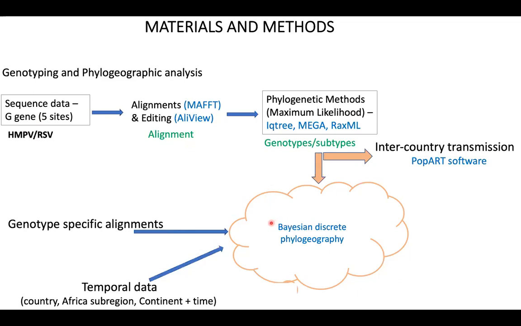Here we assign sequences to discrete traits, and this discrete trait represents country, or sub-Africa region, which here will represent Southern Africa, Eastern Africa, and Western Africa. This represents the location from which the sampling countries are. On the global scale, we use the continent. So we aim to infer dispersal patterns between these discrete locations. On the other hand, we also aim to infer potential transmission links between the countries using PopART software. I'll talk more about this in the next few slides.